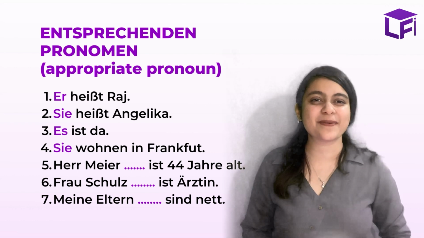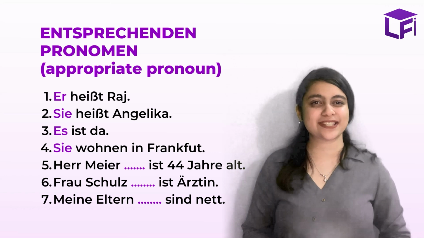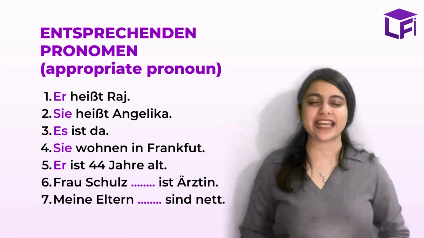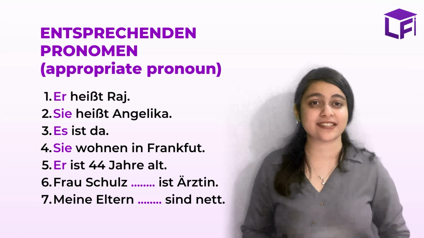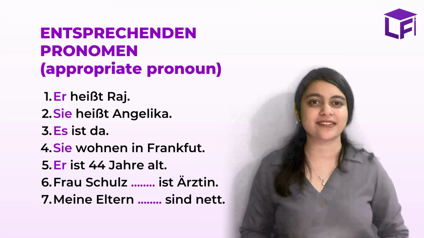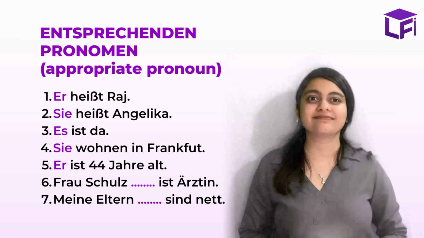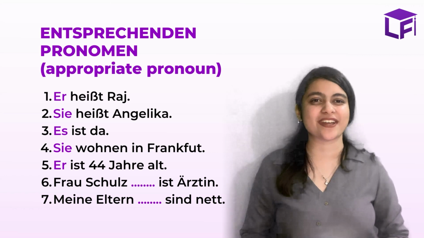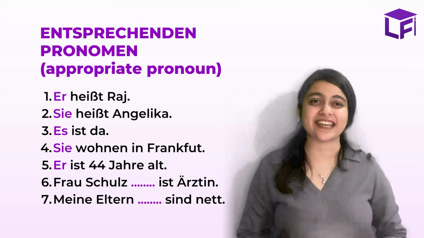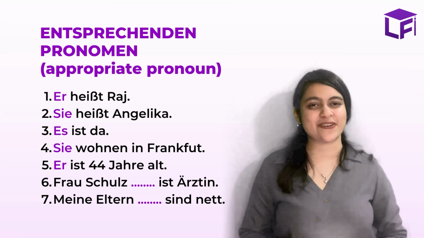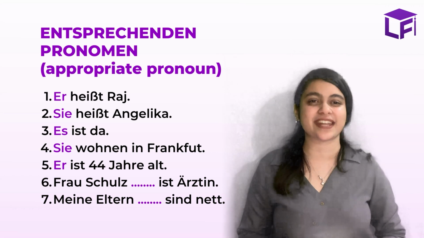Okay, time's up. So, the correct answer for this will be "er ist 44 Jahre alt." He is 44 years old. Now, some of you may also have answered "Sie" with the capital S, which also means you in formal. So, you are 44 years old? No, that's wrong. He is 44 years old. Correct? "Er ist 44 Jahre alt." Okay? Alright. So with that said, let's move to the next question.